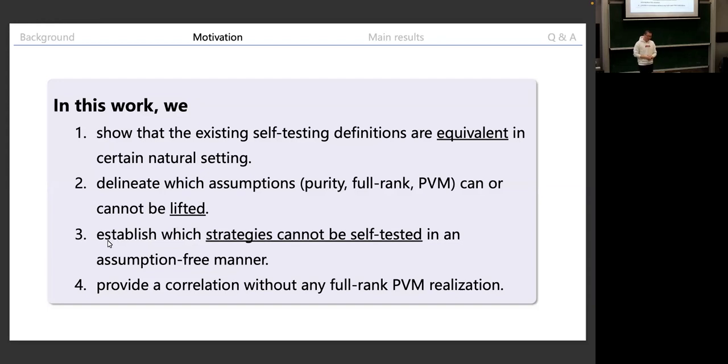The last thing I want to talk about today is that we find a very interesting correlation that has no full rank PVM realization. I think this is an open problem that people raised 4 or 5 years ago, and people sometimes even conjectured that it doesn't exist. Basically people guessed that for any correlation we can always find a full rank PVM realization, but it's not true, as we showed.